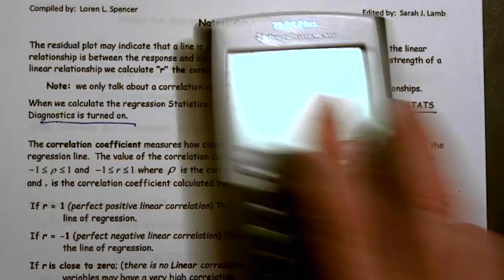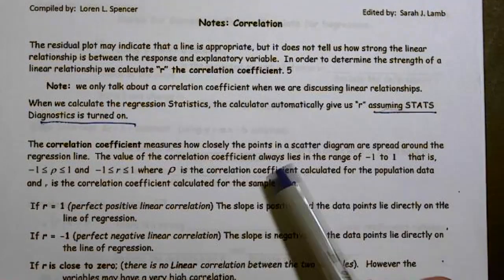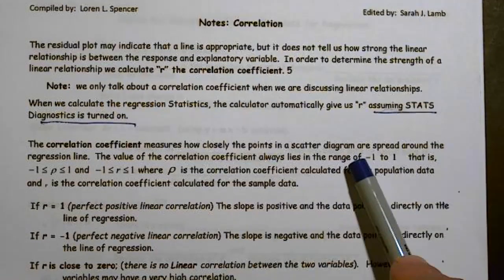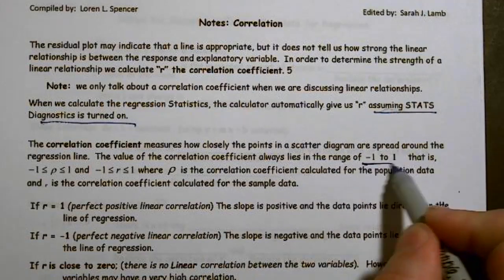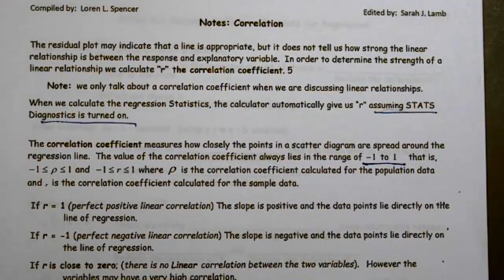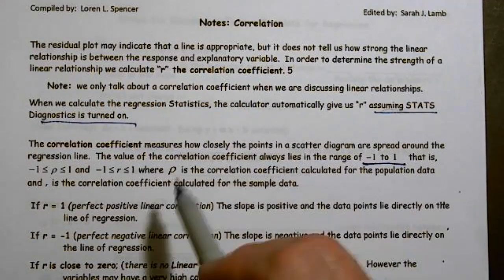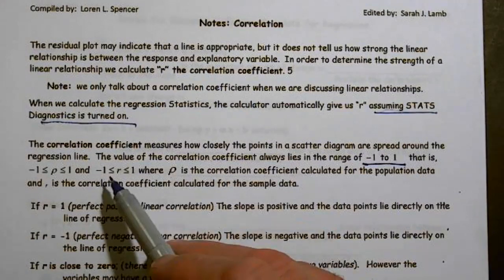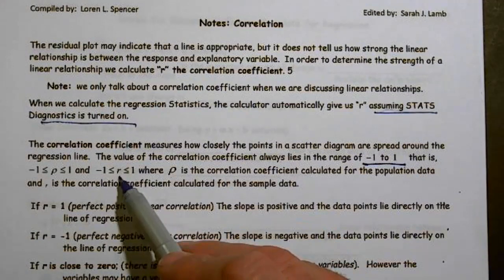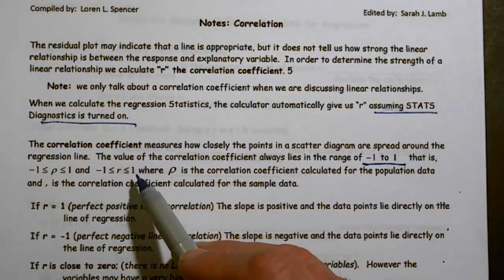All right. So the correlation coefficient measures how closely the points in a scatter plot are spread out around the regression line, so how far the data points are from the line. The value will always fall in the range -1 to 1. If you have something greater than that, it's wrong. By the way, ρ is the Greek letter rho, which is actually the symbol for the population correlation, but we only need to worry about R. So -1 ≤ R ≤ 1.